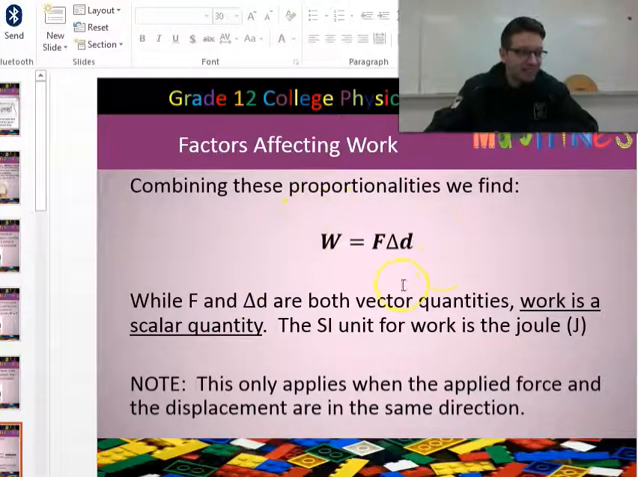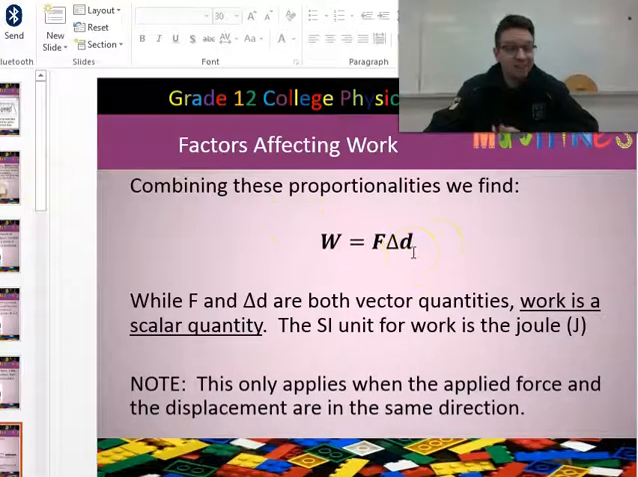Now in this case, the direction of force and displacement does matter, but for this course we're just going to assume that they're both pointing in the same direction. Well, actually, we're going to look at three special cases. The first special case is when they are both pointing in the same direction.